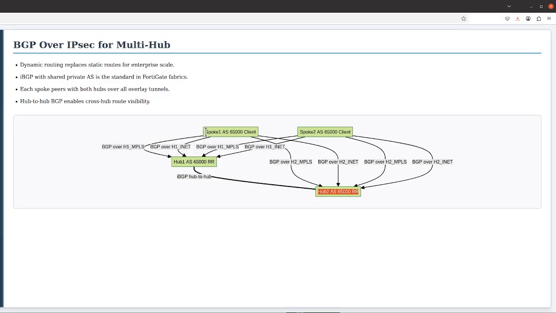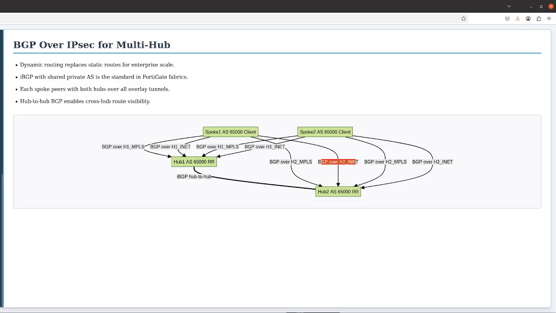Spoke 1 and Spoke 2 are the branch FortiGates, and they also run BGP with AS65000. Each spoke establishes BGP neighbor relationships with the hub over the overlay IPsec tunnels. Spoke 1 peers with hub 1 over the H1_MPLS tunnel overlay IP and separately peers with hub 1 over the H1_INET tunnel overlay IP. It also peers with hub 2 over both H2_MPLS and H2_INET. That is 4 BGP sessions from a single spoke, 1 per overlay tunnel.